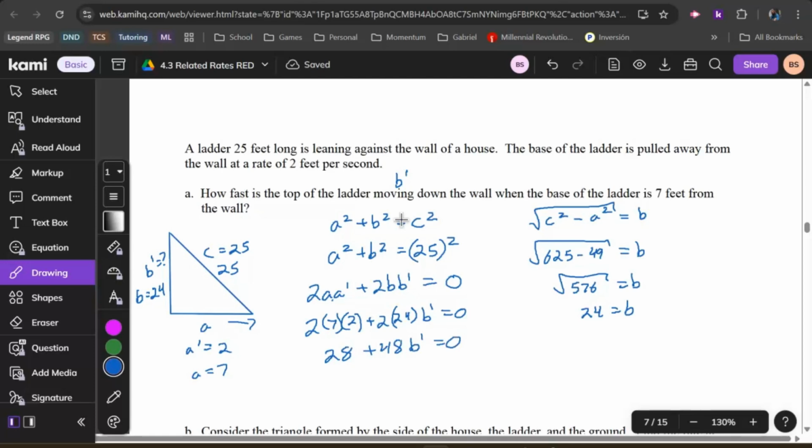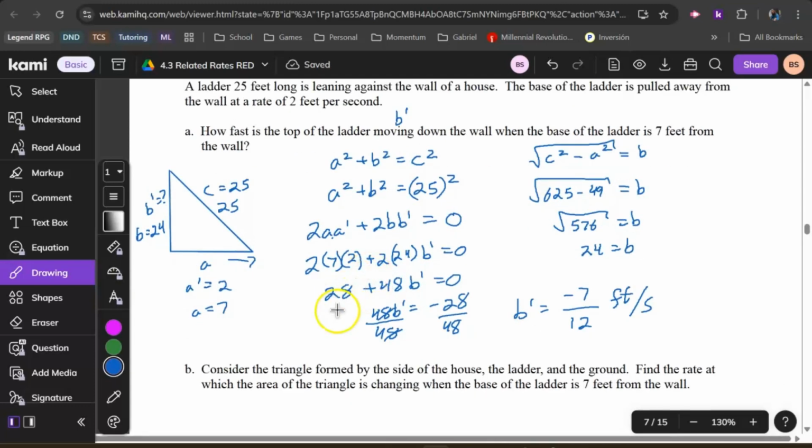Then we're going to go ahead and move that over so that we get 48 B prime is equal to negative 28. And then we simply divide in order to get what B prime is. Now we can reduce that. We can divide both of these by 4. So 28 divided by 4 is negative 7. 48 divided by 4 is 12. And the only thing left would be our units. So this is B moving down, so it would be feet, it's the height, per second, since we are in seconds here. And there we are.